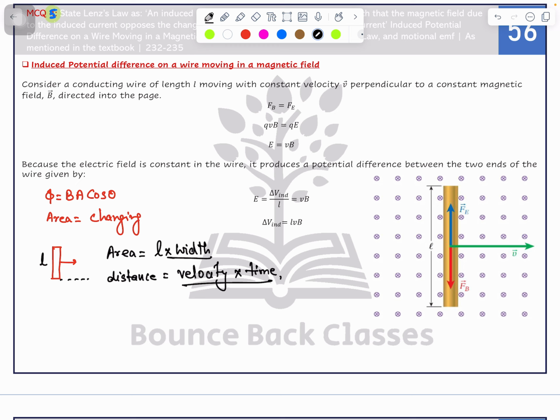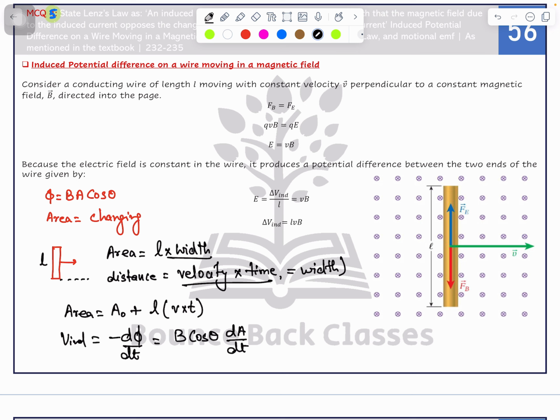Yes or no? Do you understand this part? Okay, so can I say total area is equal to the initial area A naught plus what should be the area? Can I say length into width? Width is equal to your velocity multiplied by time. So if I find V induced, which is minus d phi over dt, so can we say B is constant, cos of theta is constant, dA over dt. If you solve this, you will get BLV.